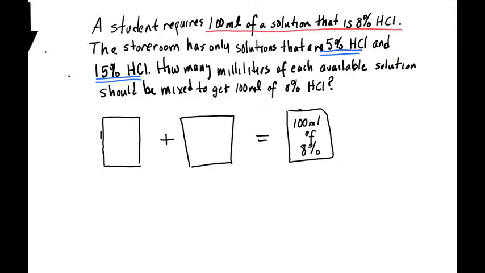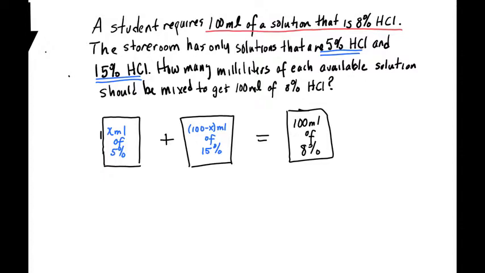And I don't know, but I do know that the two added together must be 100 milliliters because my final solution is 100 milliliters. So I don't need two variables, I just need one. I'm going to call X milliliters of the 5%. And since the two solutions combined need to make 100 mil, that would mean that the other solution is going to be 100 minus X milliliters, and that is a 15% solution.